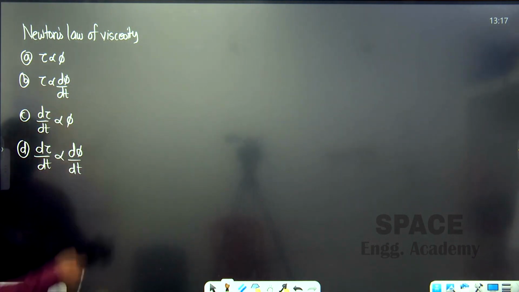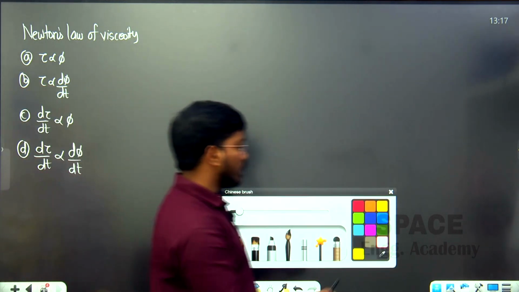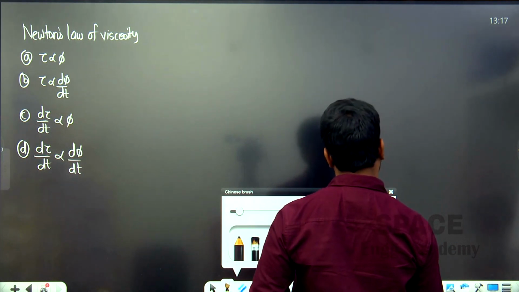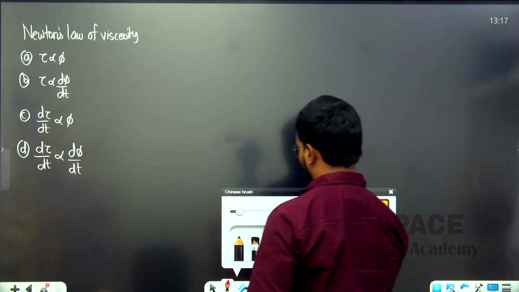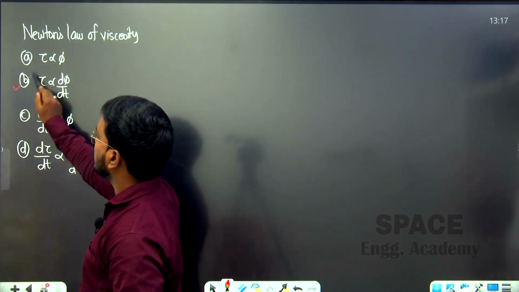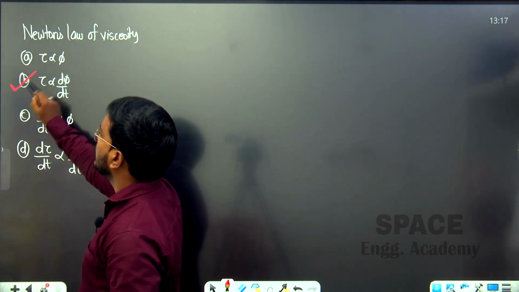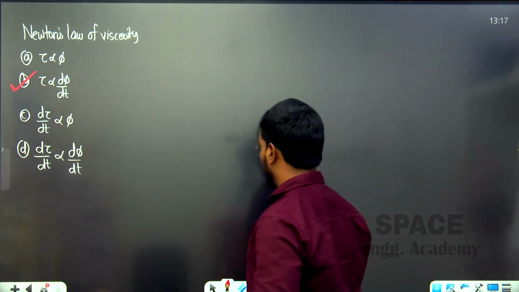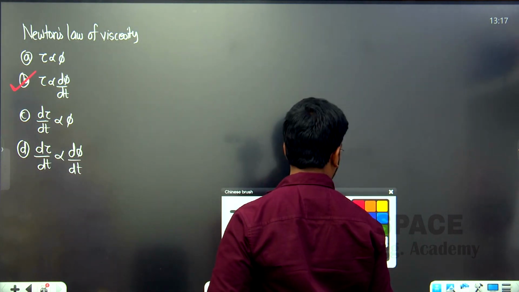Based on this we are going to memorize the correct answer, and we can see how easily he is framing the question, twisting the options. So the correct answer is option B: shear stress is directly proportional to rate of angular deformation.